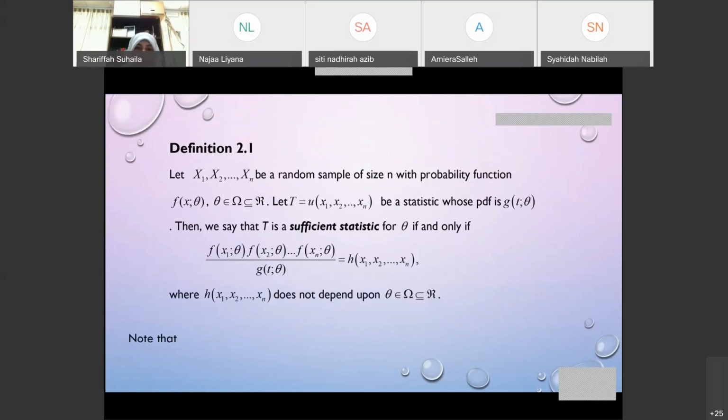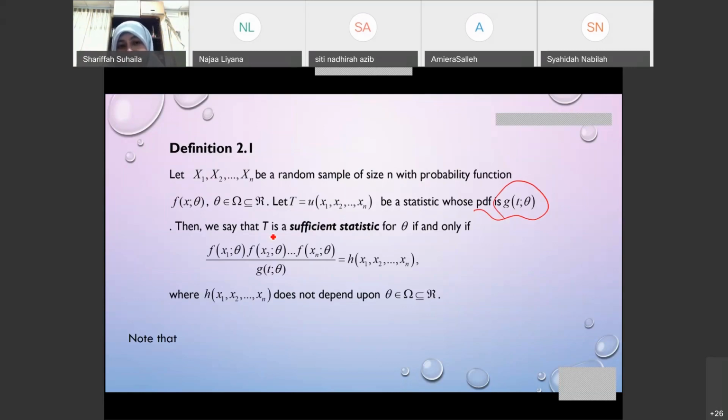So if we look at the general definition, we have a random sample X1, X2, Xn of size n. Each has a probability function f(x; theta), where theta belongs to omega, a subset of the real values. Let T equal u(X1, X2, Xn) be your statistic. We know its PDF, let's say the PDF of your statistic T is g(t; theta).